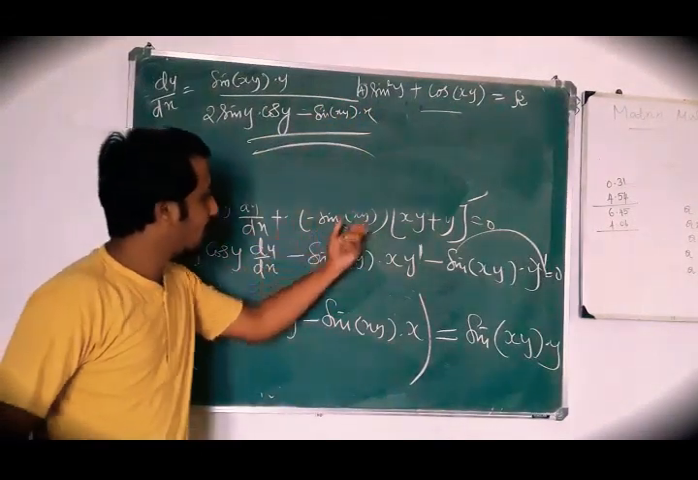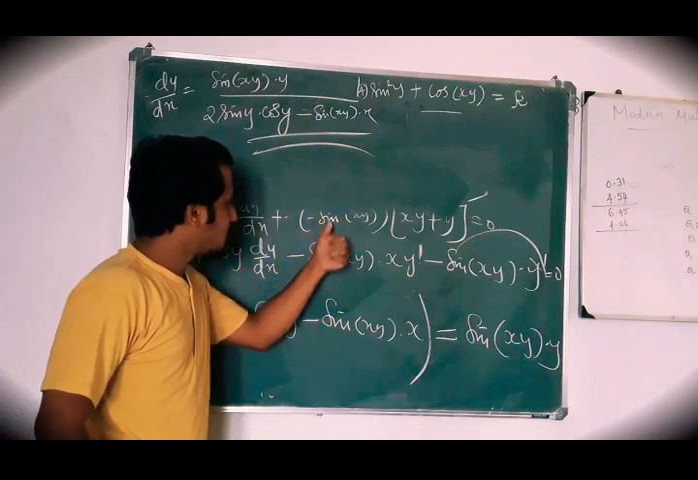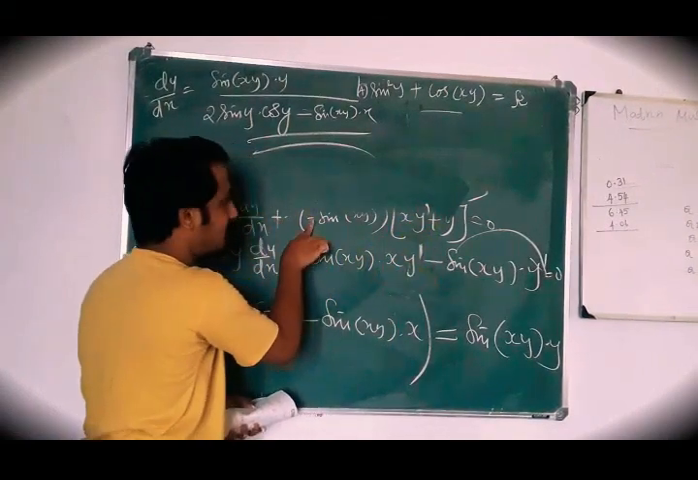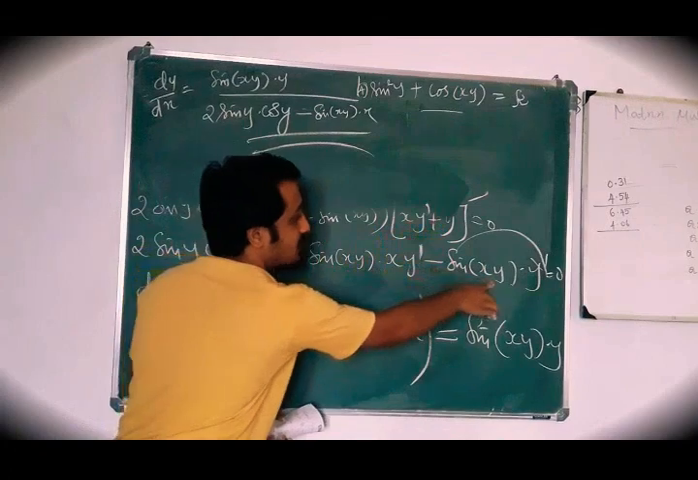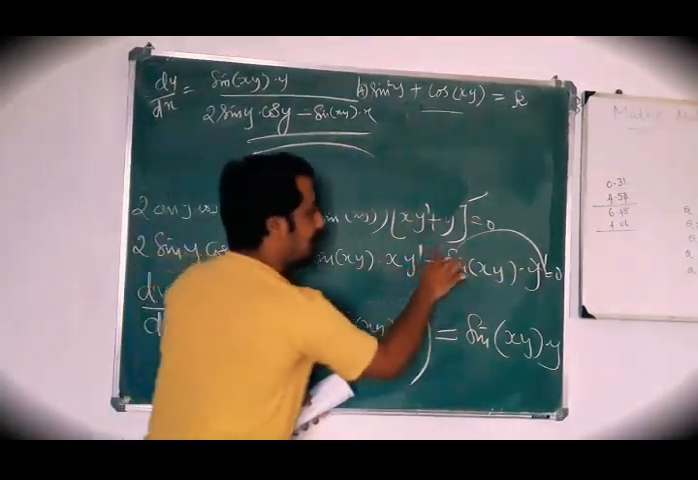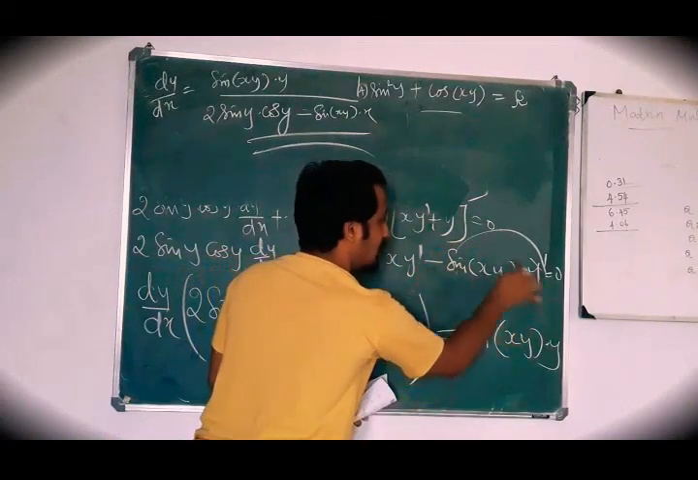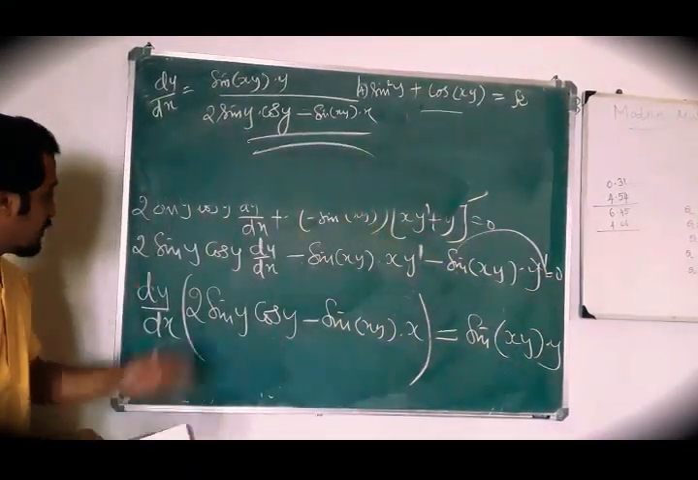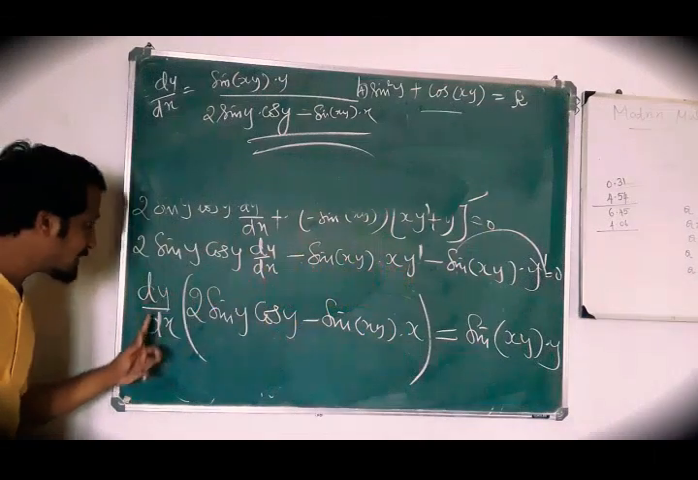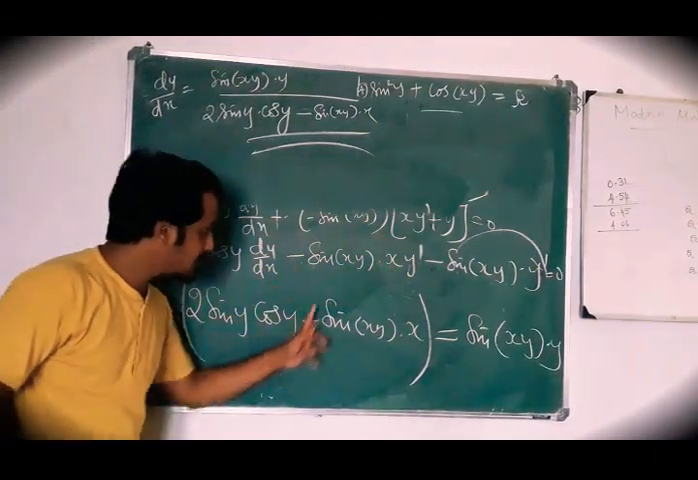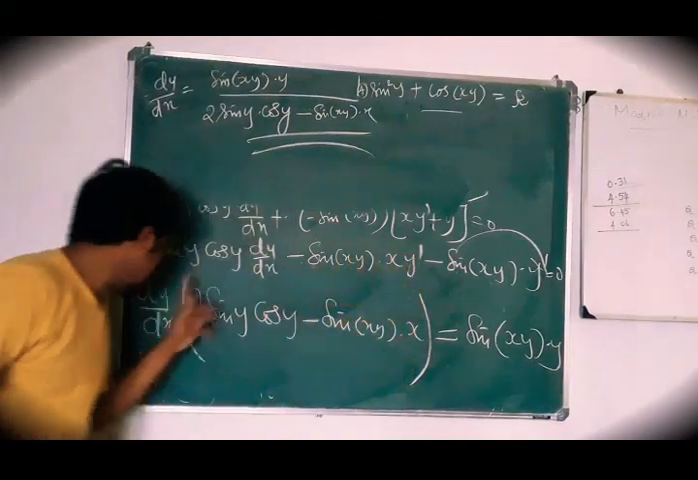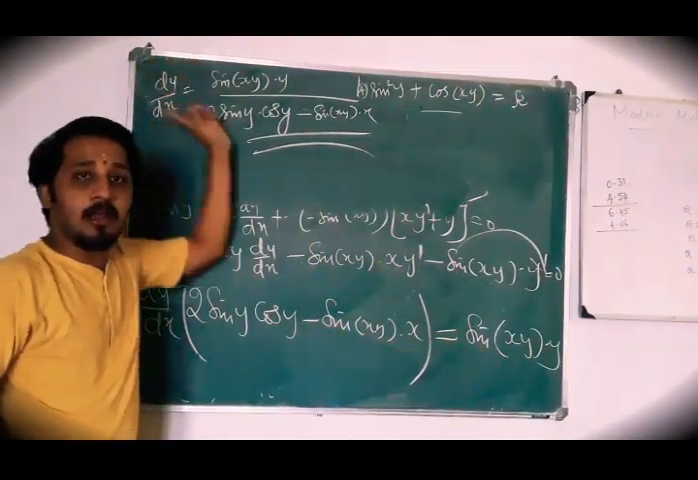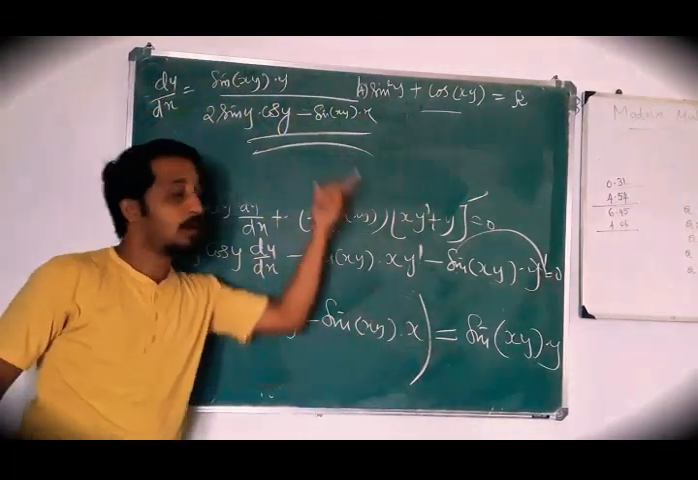So, first and foremost, I am removing the bracket in this step. Plus into minus is minus sin of xy into x y dash, so y dash will be there. Minus into plus, minus sin of xy into y is equal to 0. This term is not having dy by dx, so I am taking that to the other side. So that is sin of xy into y. The remaining terms have y dash, so dy by dx I am taking outside: 2 sin y cos y minus sin of xy into x. This y dash I have taken outside is equal to this one. Therefore dy by dx is equal to the right hand side divided by this term. I have to take it as the denominator.